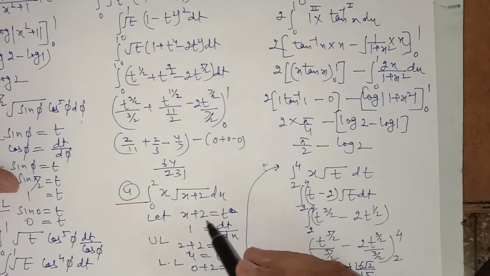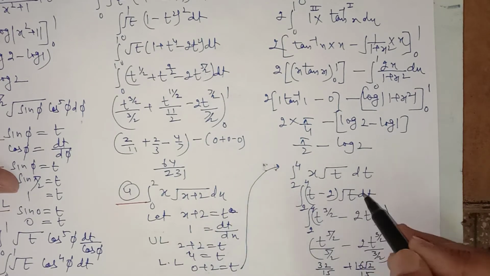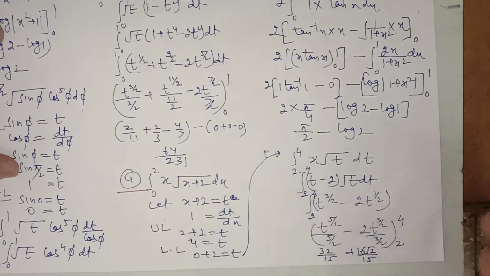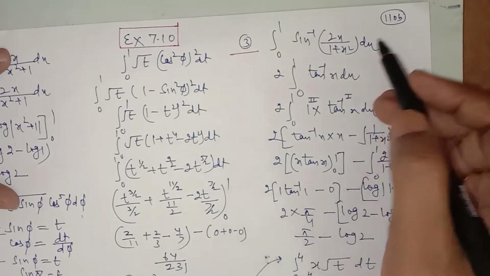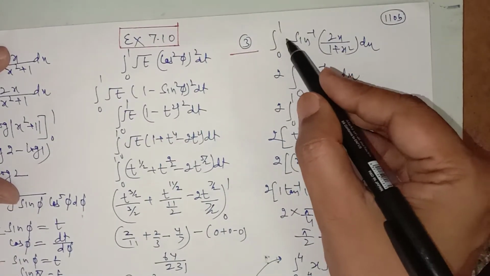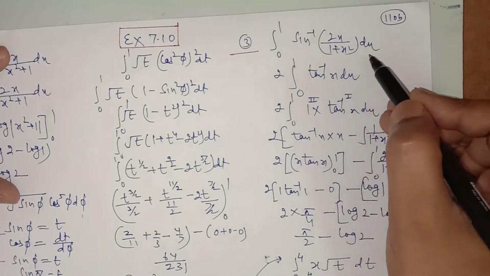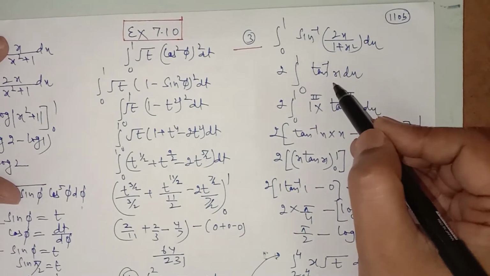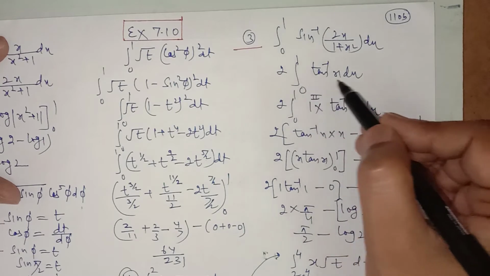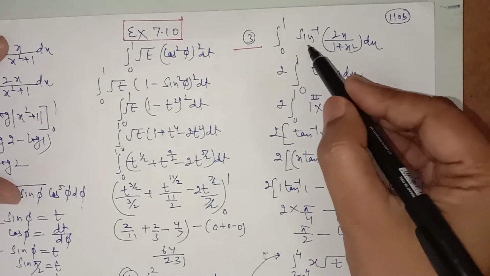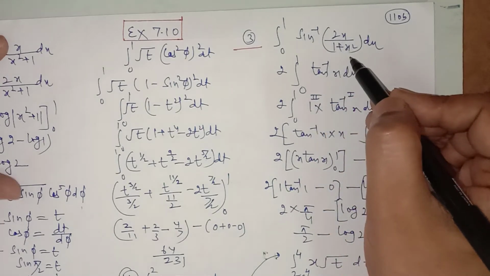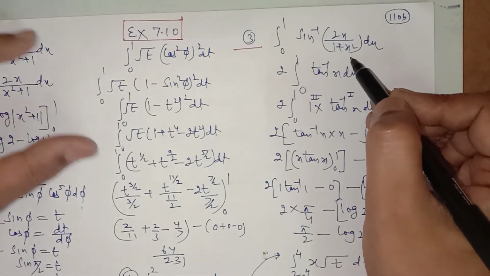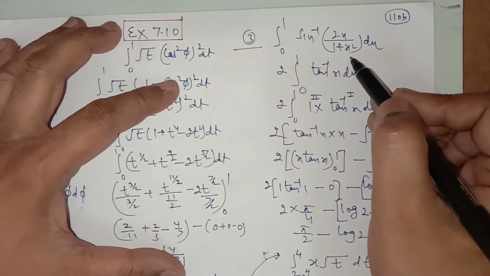So t x will be equal to 2t minus 2, so replace t minus 2 here. Multiply, open the bracket and integrate, and take upper limit minus lower limit. Now, the integral from 0 to 1 of sine inverse 2x upon 1 plus x square with respect to x. You know that sine inverse 2x upon 1 plus x square is equal to 2 tan inverse x. You have done this identity in inverse trigonometric functions.